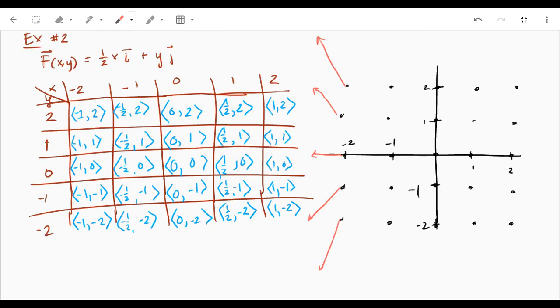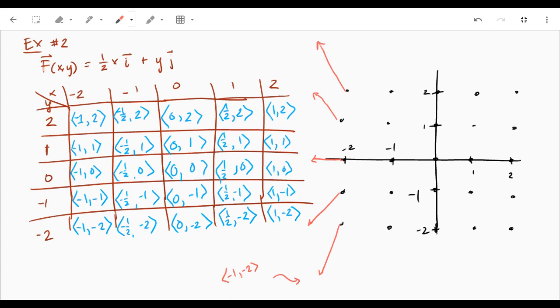Okay. So, again, for example, the one that I just drew, that one is the vector -1, -2. So in the x direction, I start at the point, and then I move to the left 1, down 2. Okay. Now I'm going to do my next column where I'm going to move left 1/2, and then up 2. Left 1/2, and then up 1. Left 1/2, up 0. Left 1/2, down 1. Left 1/2, down 2.